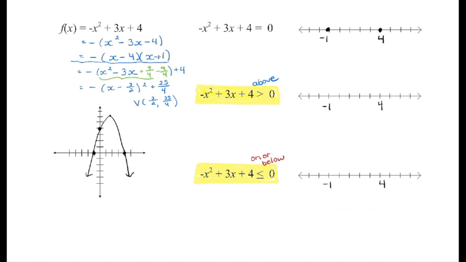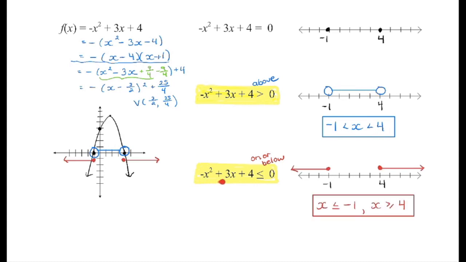So I've gone ahead and sketched this. I know my y-intercept is 4. I know I'm opening down, and I just quickly completed the square to get the coordinate of that vertex there. And then we can see that we're not including the zeros on that inequality. My parabola lies above the x-axis for all values of x that are between -1 and +4. We're not including those, so we're going to have open circles on our number line, but x can be any value in between there, and we can write it like that.